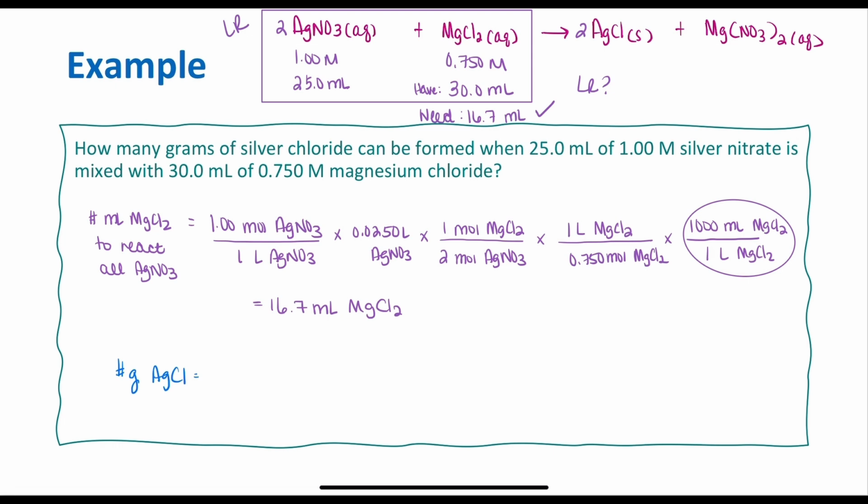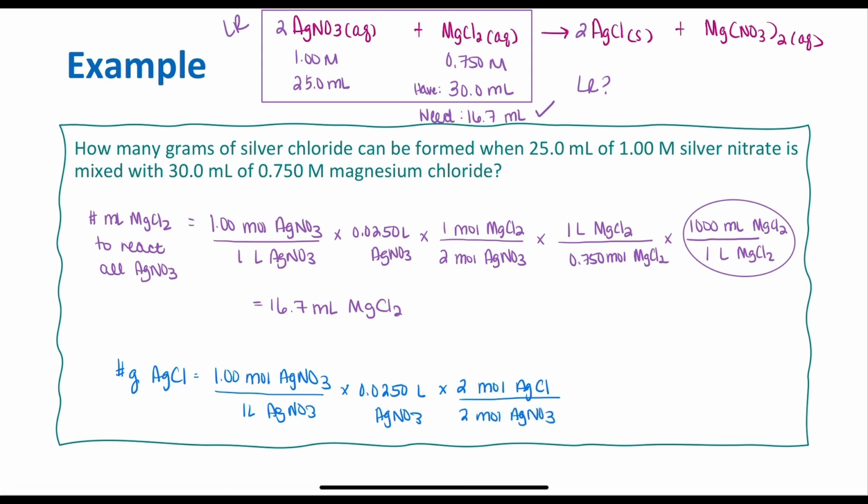So number of grams of AgCl, number of grams of silver chloride produced. I have 1 mole of silver nitrate for 1 liter of that silver nitrate solution. I have 25 mils of it, so 0.0250 liters of the silver nitrate. Looking at my balanced reaction, I have 2 moles of silver chloride being produced for every 2 moles of silver nitrate consumed. Again, mathematically, it's going to cancel each other out, but I have to show my conversions. And silver chloride weighs 143.35 grams for every 1 mole of silver chloride.